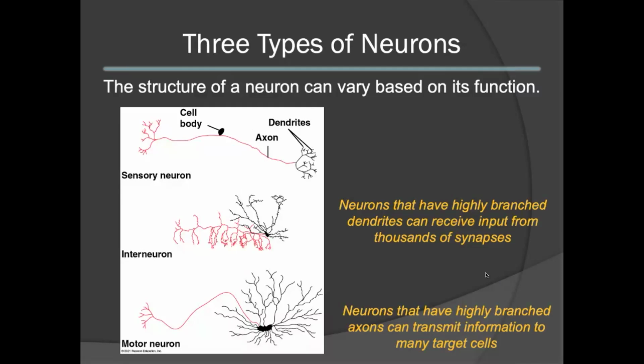There are three main types of neurons. The structure of a neuron is diversified with respect to its overall function within the body. For instance, sensory neurons typically have many dendrites and a very long axon. Interneurons, on the other hand, have highly branched dendrites. As a result, they can receive input from many different synapses. And finally, motor neurons have highly branched axons. This will then allow them to transmit information to many different target cells at the same time.